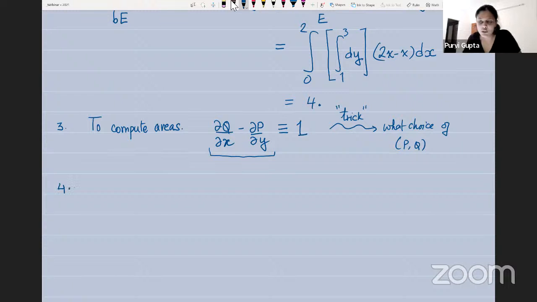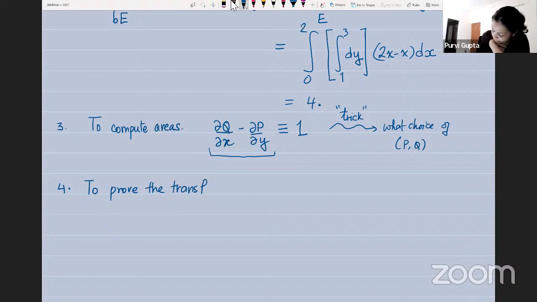But let me see the time. Okay, let me mention another application. So you can also use Green's theorem to prove the transformation law, which is actually one of the most important things about double integration.